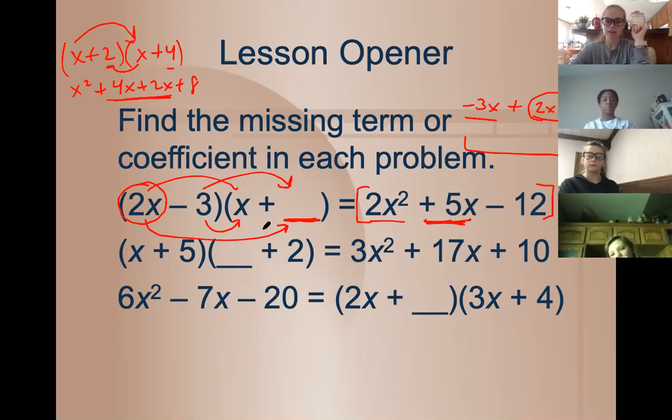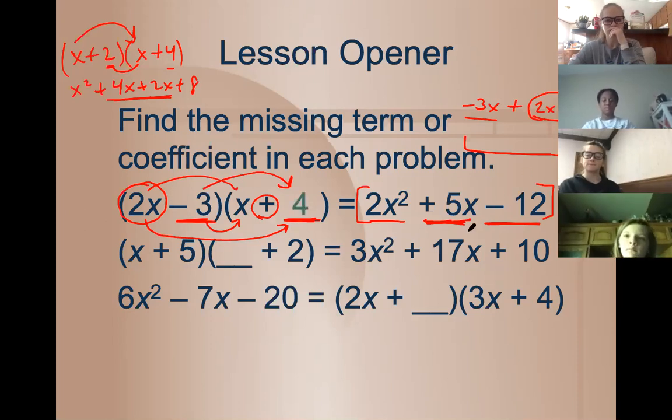The other thing is, remember in FOIL, we have to multiply our last terms. So now my last terms multiplied together have to be negative 12. So negative 3, and it tells me it's going to be a positive number. So negative 3 times what number will give me a negative 12? Well, that's easy. What should it be? 4. Negative 3 times 4 will give me a negative 12. And that's a positive 4.